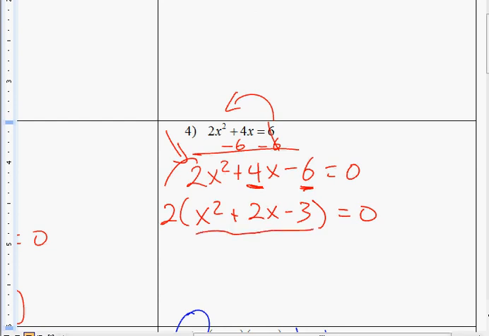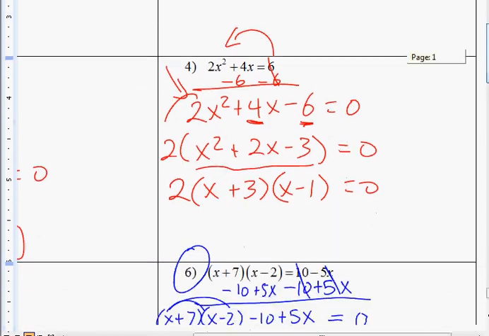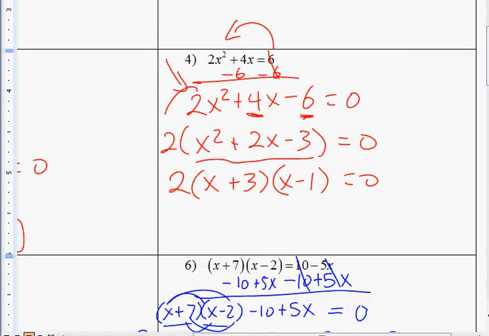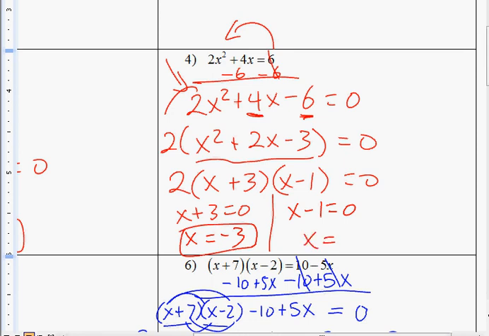Now, what's left inside? We can factor that. Factors are x plus 3 and x minus 1 equals 0. 2 stays outside, but it doesn't really matter in this case in terms of getting the answer, because we're setting the factors equal to 0, which is x plus 3 equals 0 and x minus 1 equals 0. And it gives you two answers, x equals negative 3 and x is equal to 1. And there you go.